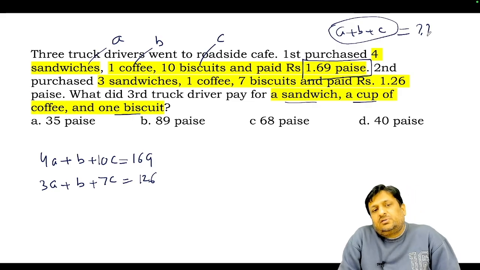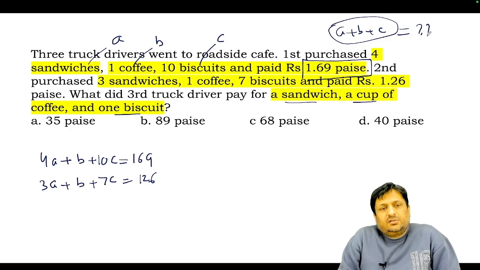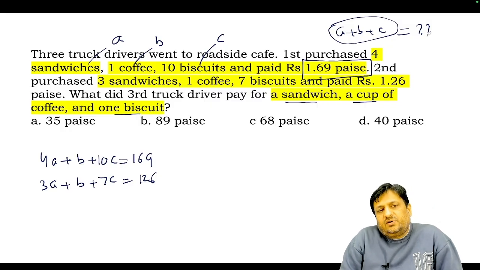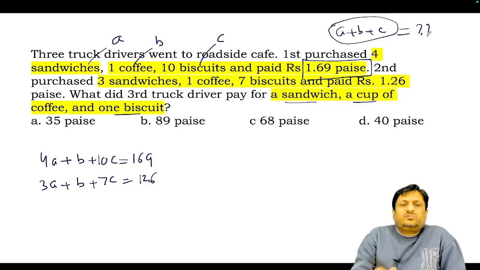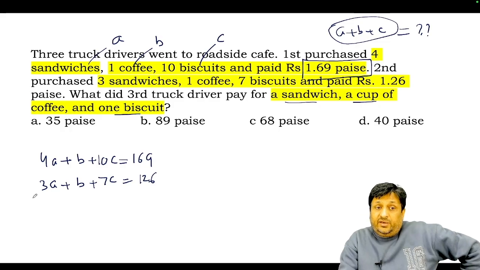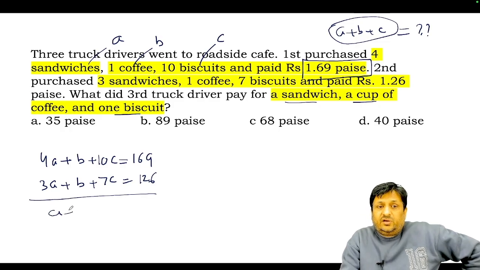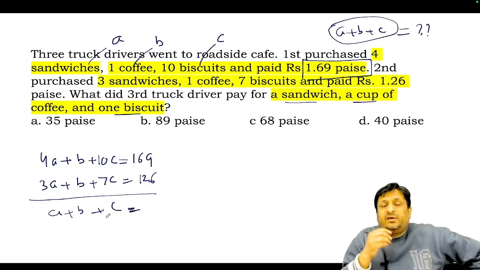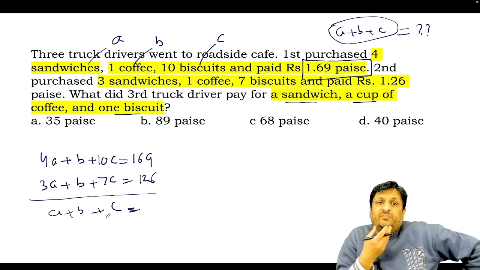Now, first focus on the given two equations. Just think what operations I can apply on these two equations to get A plus B plus C. There are different ways to handle these kinds of questions. First, you can solve it through observation only. I need A plus B plus C, so I will apply such operations that I am left with only one A, only one B, and only one C.